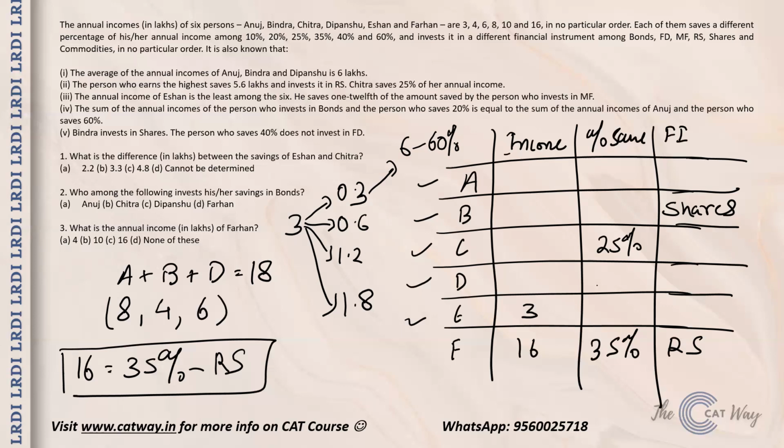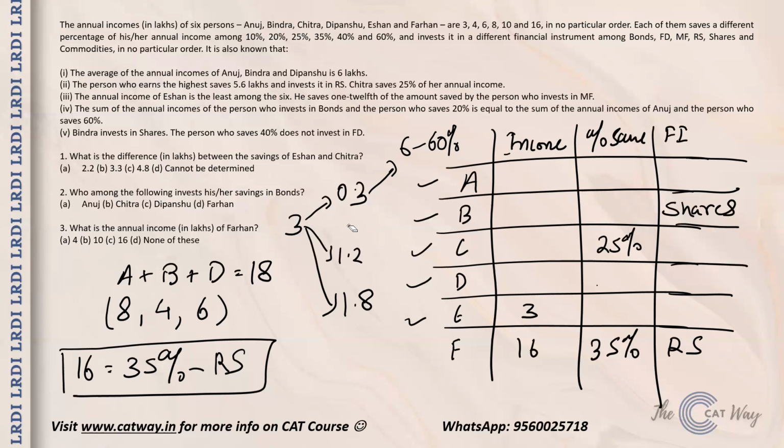Now you talk about 0.6. If that person is saving 12 times more than that, then that person is saving 7.2. So for 3, 4, 6 and 8 it is not possible. For 16 it is not possible. For 10 also it is not possible. That means he is definitely not saving 0.6 lakhs.